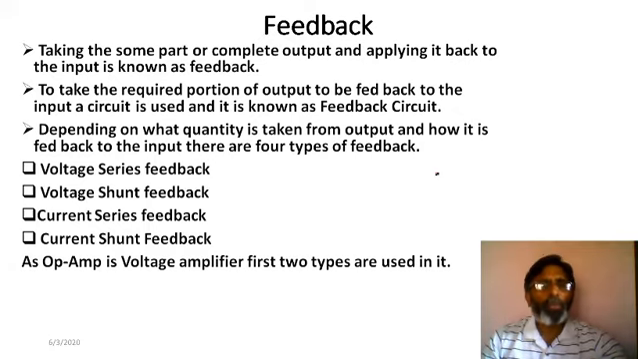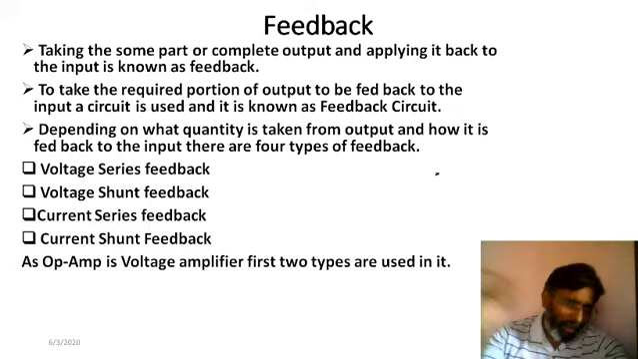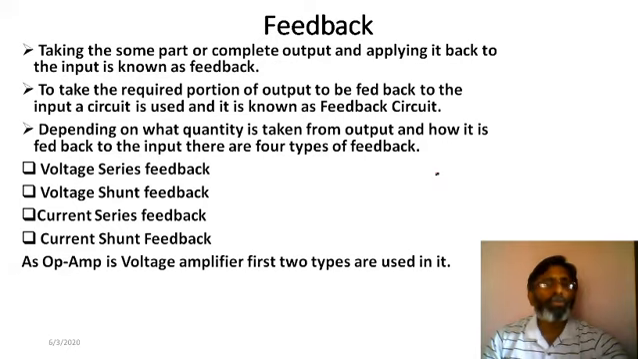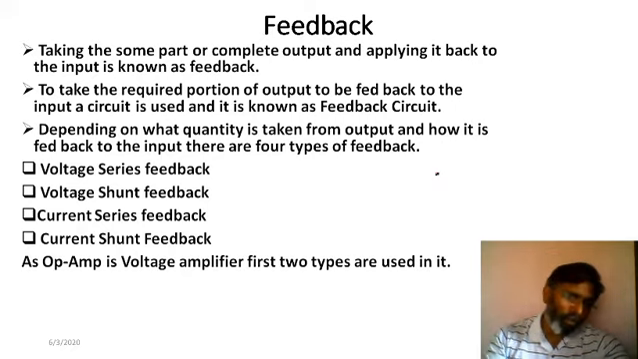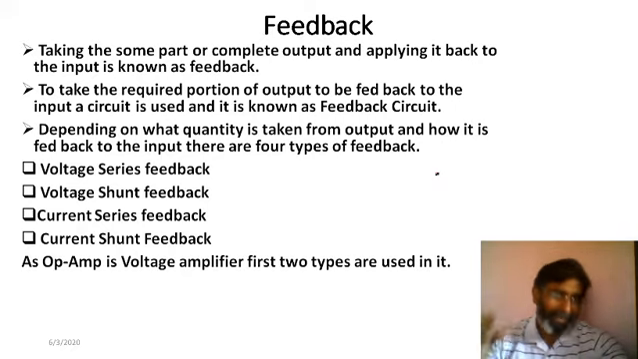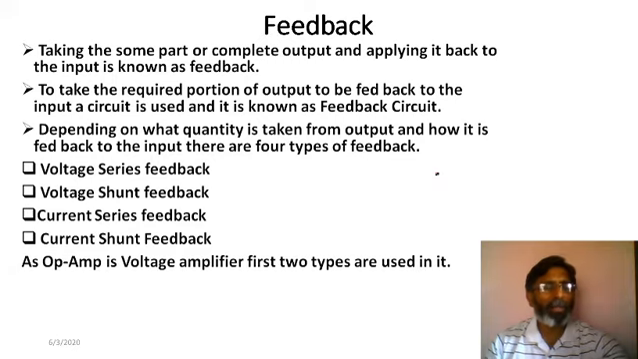So to take the required portion of the output to be fed back to the input as feedback, we use again some circuit, which is basically a voltage divider circuit, and we call that circuit the feedback circuit. Now, depending on what quantity is taken, whether we have taken voltage or current as the signal from the output, and how it is fed back to the input with respect to the existing input, there are 4 different types of feedback: voltage series feedback, voltage shunt feedback, current series feedback, and current shunt feedback. So these are the 4 different types of feedback.